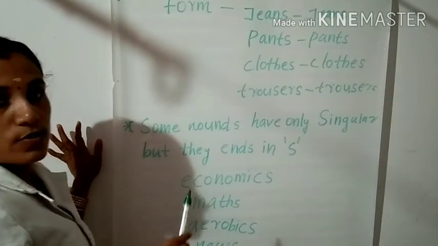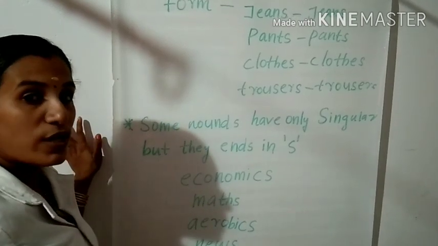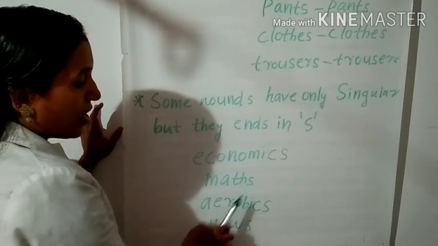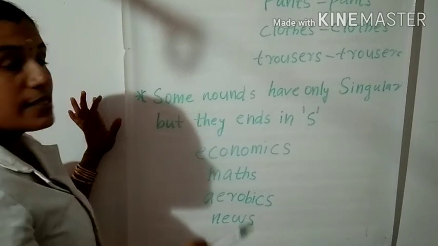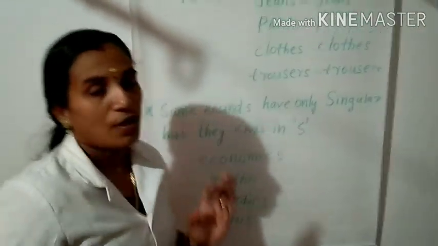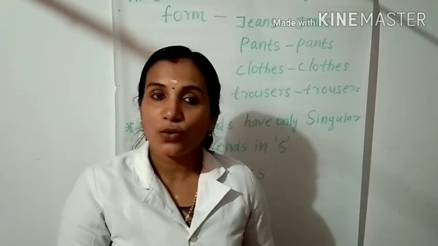But some nouns have only a singular form, though the words end with S. Economics, maths, aerobics, news. These words are singular, but they end with S. I hope all of you understand the difference between singular and plural.